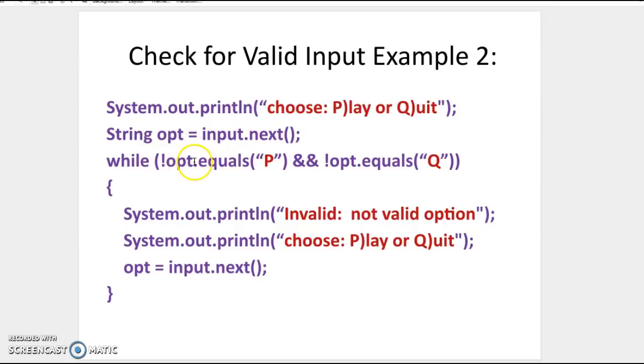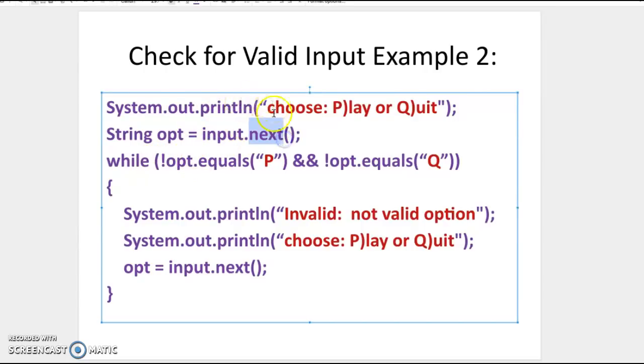So here you'll notice, again, now that I'm working with strings, I'm using next, and because I'm working with strings, I have this dot equals, and remember the while loop is saying while I don't have what I want. So while I don't have something equal to P and I don't have something equal to Q, keep asking for a P or a Q and keep reading user input.